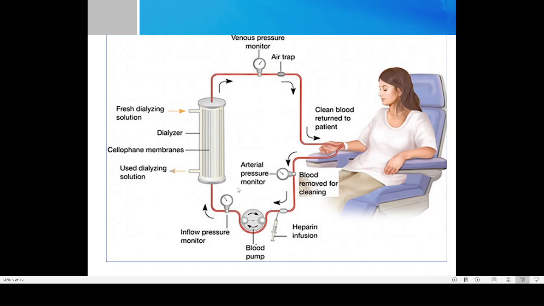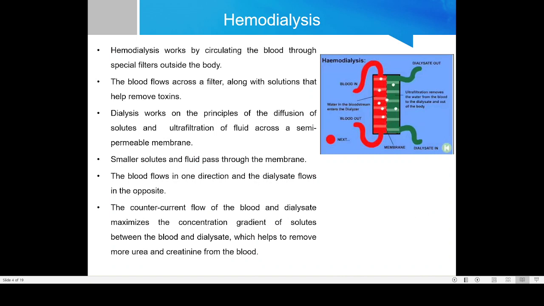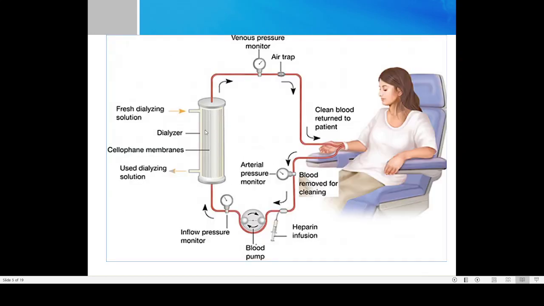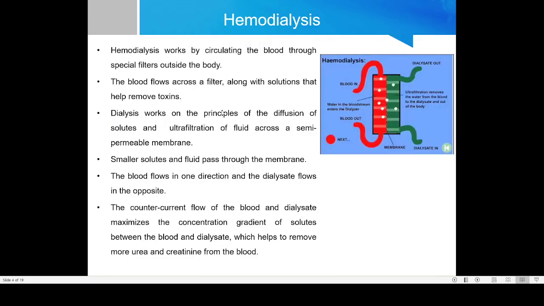So these are the main events which are being done in the case of dialysis, and this kind of dialysis is known by the name hemodialysis. Here you can see this is the membrane. This is a structure known as a dialyzer. Inside the dialyzer, this is how it is working.